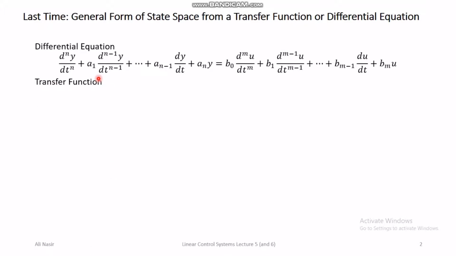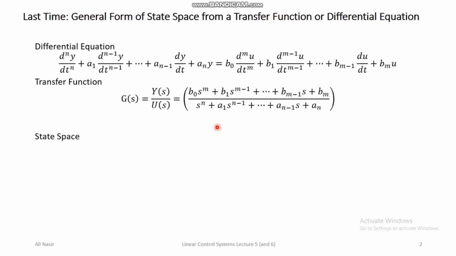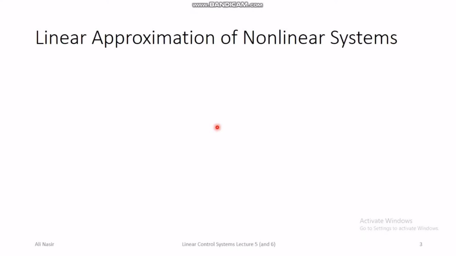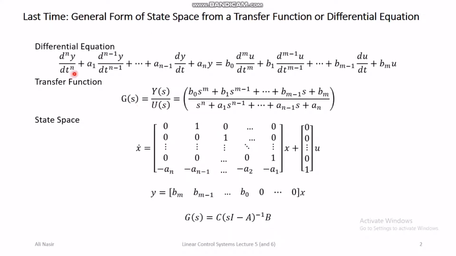Last time we discussed the general form of state space and transfer function, and conversion of state space from transfer function and differential equation. So here is the summary. This is the standard form of differential equation. You can see the coefficients. The coefficient of the highest derivative of y is always 1. This is the convention in the standard form. Then these are the coefficients a1, a2, a3 and so on up to an, and these are the coefficients of the derivatives of the input, b0, b1, b2 and so on up to bm.